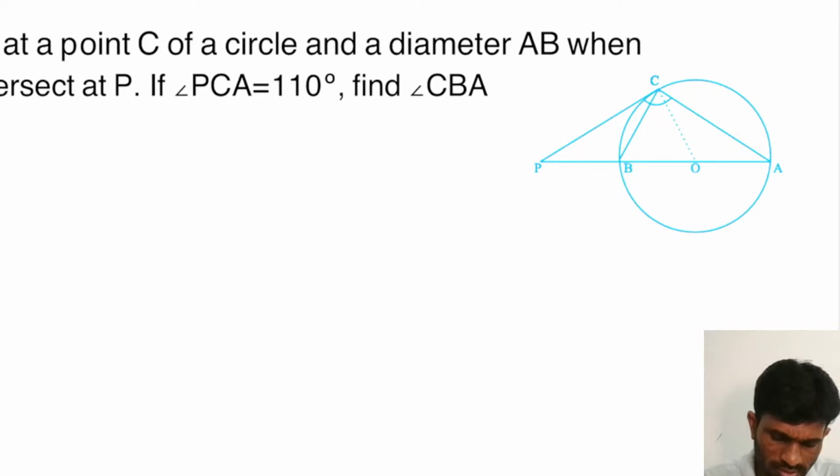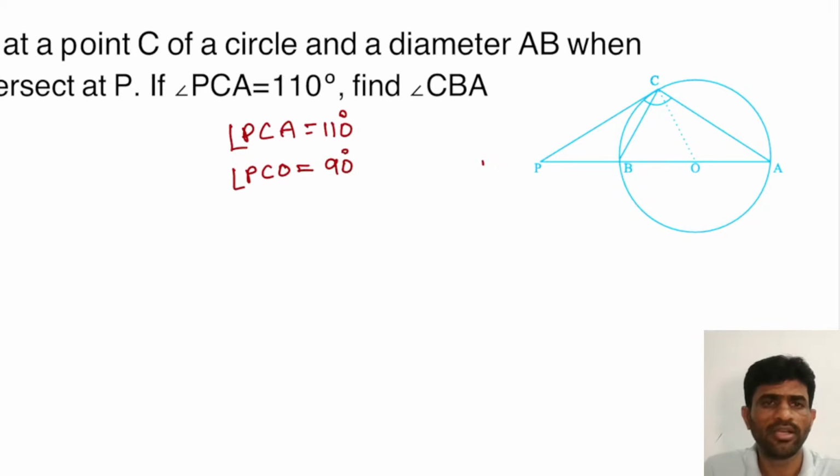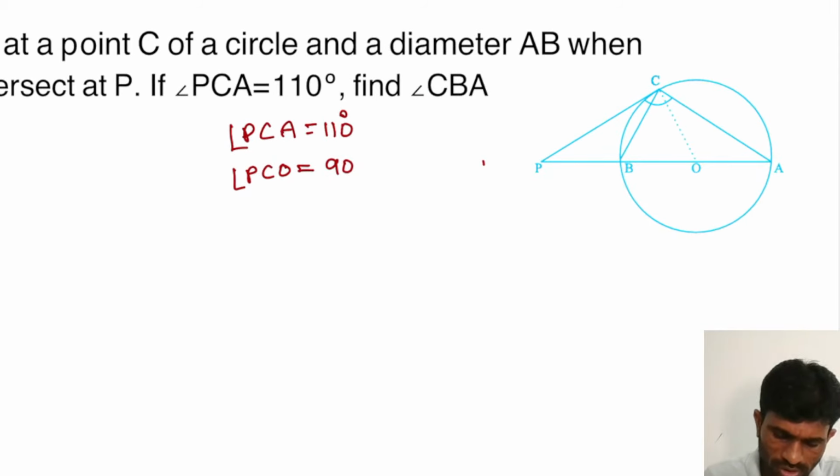We know here it is given that angle PCA is equal to 110 degrees. We already know angle PCO is equal to 90 degrees because the angle between tangent and radius is 90 degrees. So this is 90 and this is 110. So this angle should be 20 degrees here. So which angle is 20 degrees? Angle OCA is equal to 20 degrees.